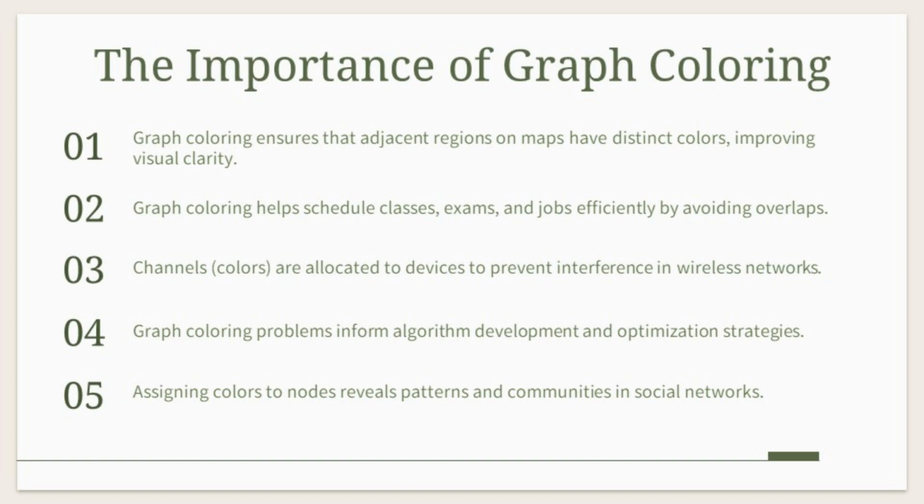3. Wireless communication and channel allocation. Channels, colors, are allocated to devices to prevent interference in wireless networks. 4. Graph theory. Algorithms and optimization. Graph coloring problems inform algorithm development and optimization strategies. 5. Social network analysis. Assigning colors to nodes reveals patterns and communities in social networks. 6. Game theory and conflict resolution. Valid graph coloring models help resolve conflicts optimally.